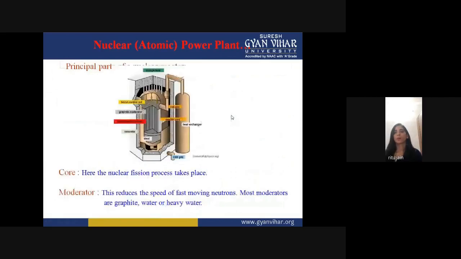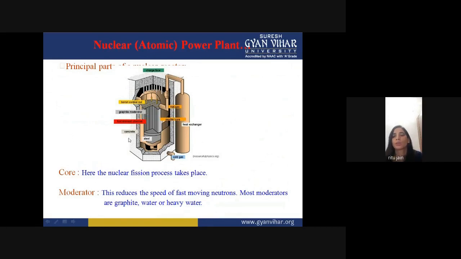Now, the basic principle of a nuclear atomic power plant. So one is your core. You can see over here, this is your reactor, where the nuclear fission process takes place. This is your boron control rod, graphite moderator, fuel element change channel, concentrator steel. It is made of steel. Reactor core, hot gases and heat exchanger. This is your cold gas.